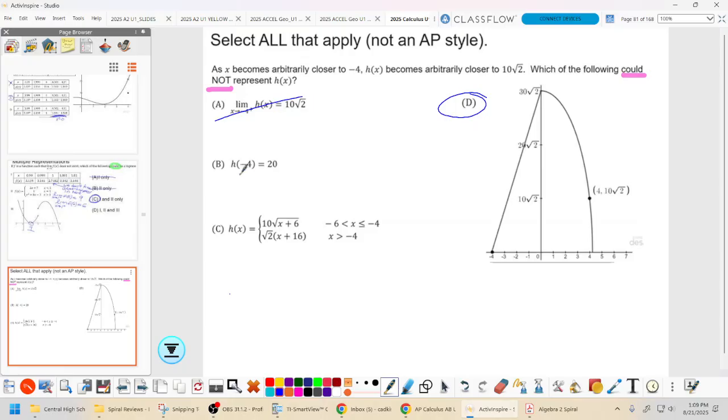How about this one? Does this tell us anything about a limit? We have no clue on that one, right? So it could be 10 root 2. This just doesn't give us enough information. Okay, how about this one? The piecewise one-sided limit. If we come in from the left, what is our limit? 10 or 2. So that one from the left is fine.